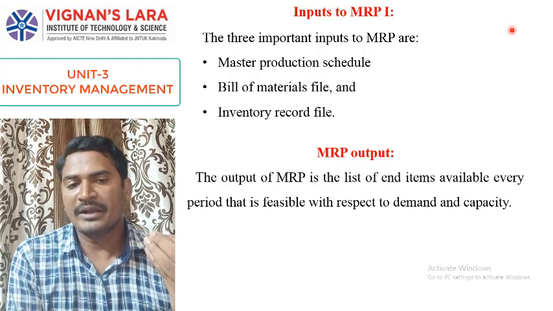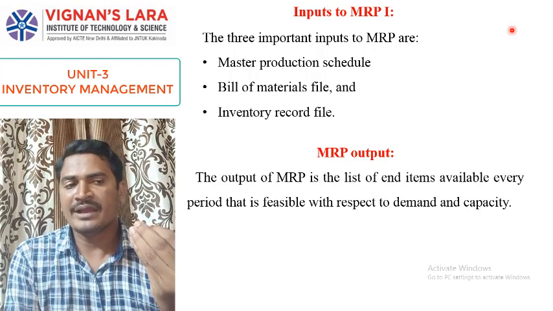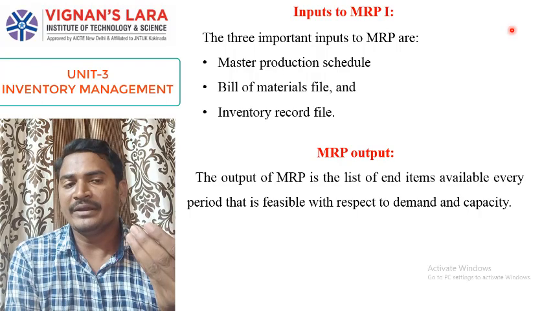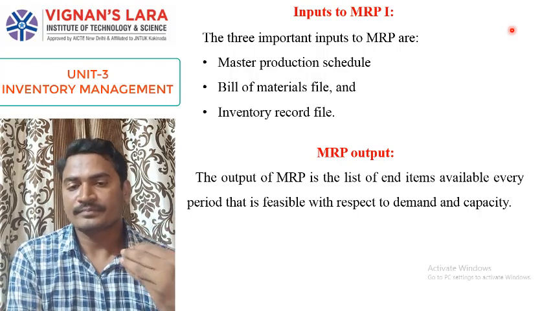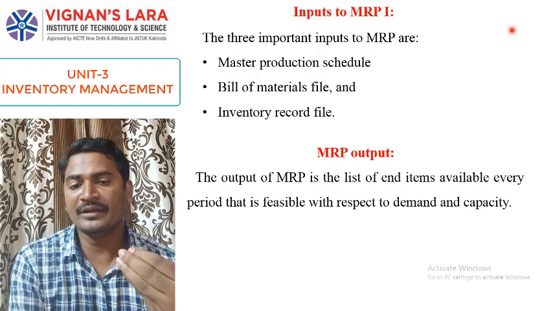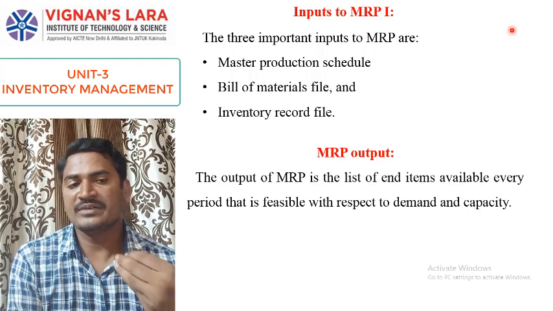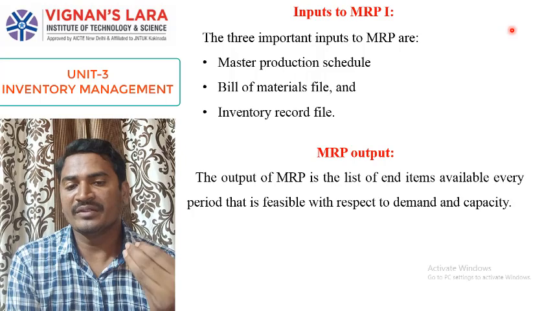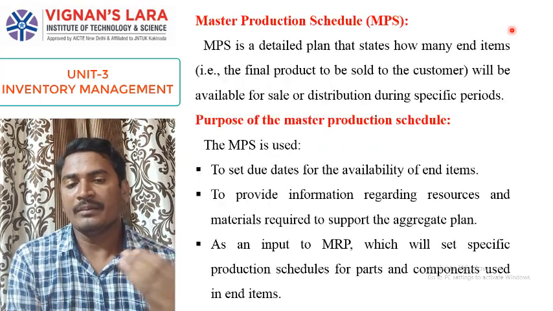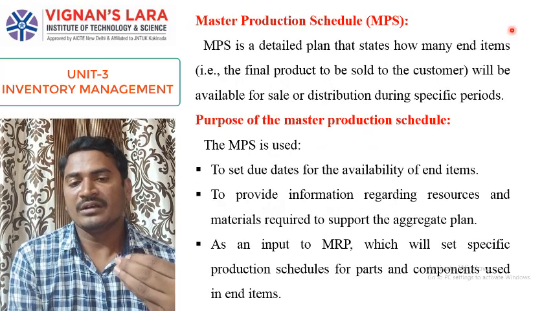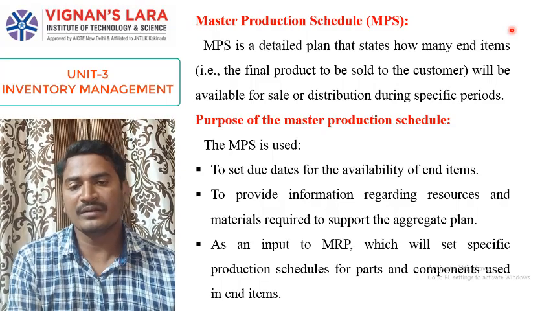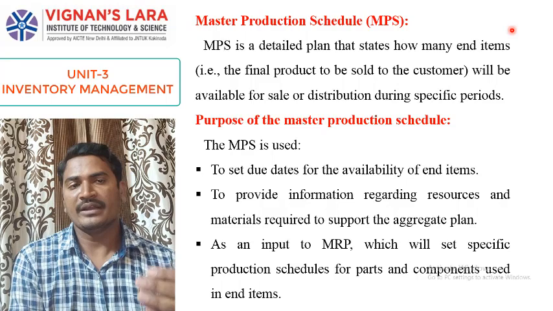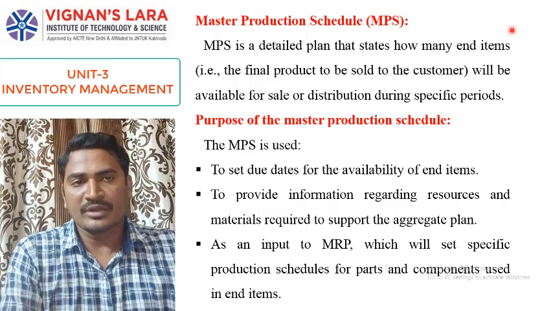The material requirement planning output means the list of end items available every period that is feasible with respect to demand and capacity. Based on the demand and capacity, we are going to supply the raw material. According to that supply, we get the final products. First, coming to the inputs of material requirement planning, the first input is the master production schedule.